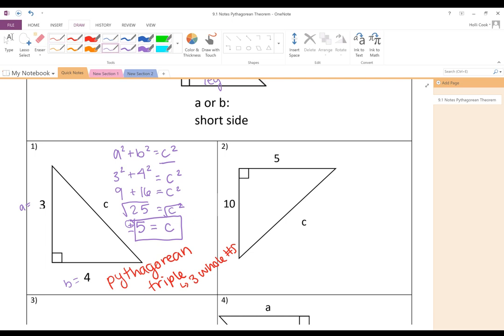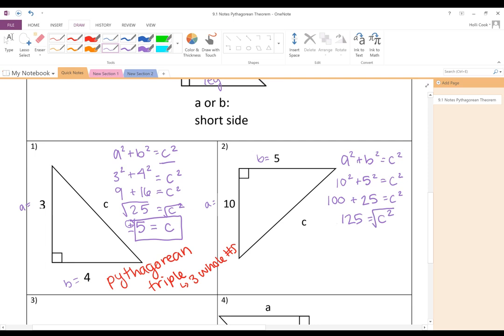Okay, let's look at the next example. For number 2, our legs are 10 and 5, and then our c value, our hypotenuse, is the one we're looking for. So pause the video, try and find it, and then press play to check your answer. Okay, so you should have tried to find c. So when we're plugging in a squared plus b squared equals c squared, again, it doesn't matter if 10 is a or b, so I'm just going to say a is 10, b is 5. So we get 10 squared plus 5 squared equals c squared. Now 10 squared is 100, 5 squared is 25, and 100 plus 25 is 125.